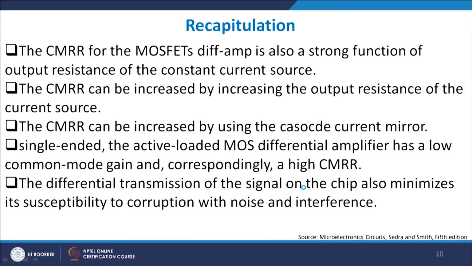Then the single ended active loaded MOS differential amplifier has a low common mode gain and correspondingly high CMRR, and the differential transmission of signal on the chip also minimizes corruption with noise interference. This is quite interesting, the last one, which tells me that if you have a chip in which you have large impedances, where Rout is typically very large, it is actually a very good rejector of noise also. So the noise rejection capability of a differential amplifier is typically very high. We have already discussed this point, but it is not only because of differential operation, but also because of high impedance nodes in those devices.